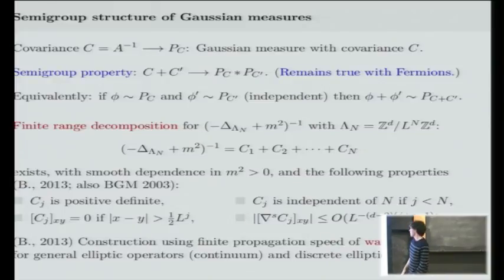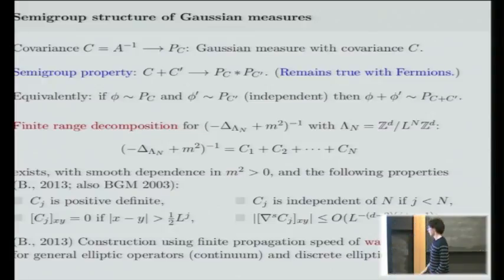An important point is that these covariances are all the same, no matter what the size of the torus is, until you reach the last one. So you take a bigger torus, you get more and more terms here, but the first ones basically don't depend on which torus you're looking at. So how can you make use of such a decomposition?